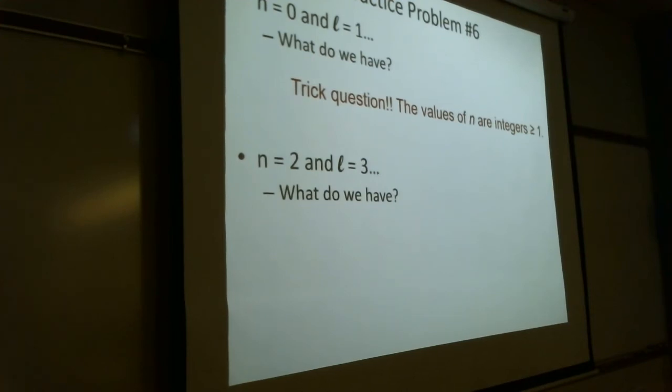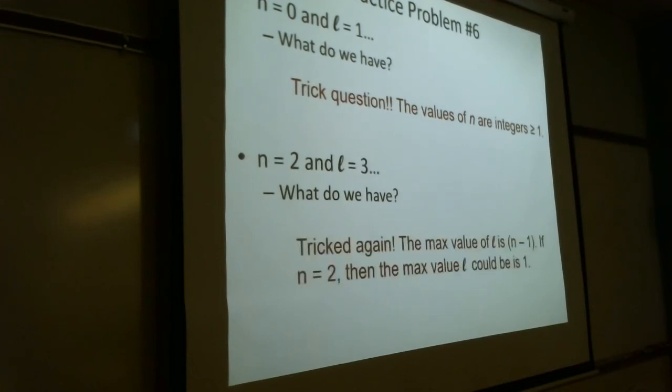Okay, what about n equals 2 and l equals 3? What orbital is that? Any guesses? 2f. This one's a trick question. Why is this a trick question? What's the maximum value of l? n minus 1. The maximum value of l is n minus 1. So if n equals 2, then the max value that l could be is what? 1. That means l can't go greater than n minus 1. So n equals 2 and l equals 3 doesn't exist. There's no such thing. You've exceeded the max value for l.